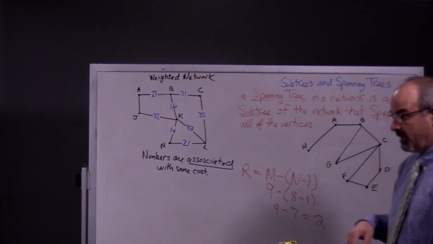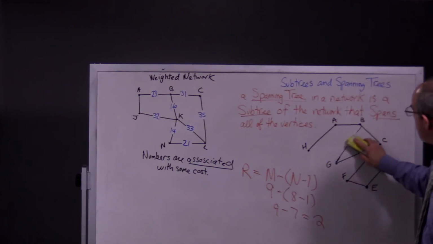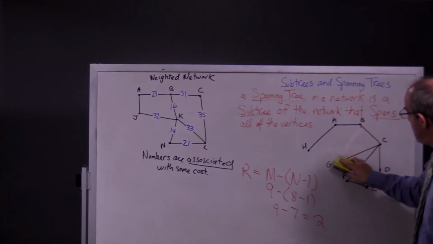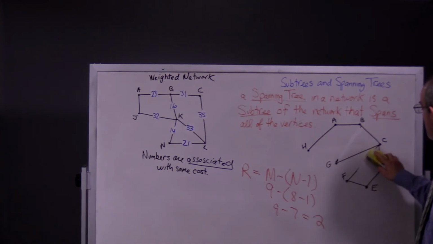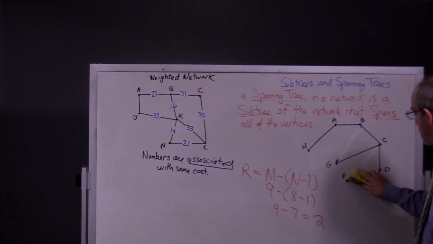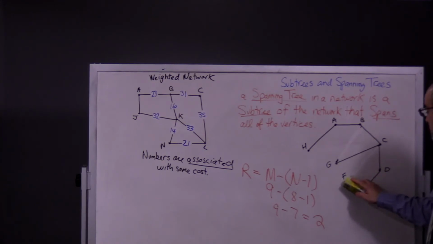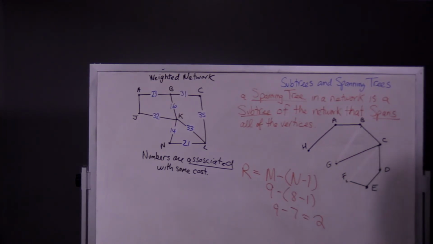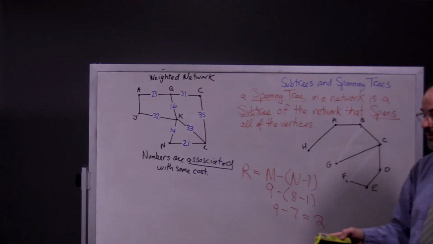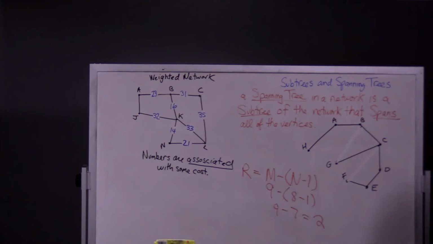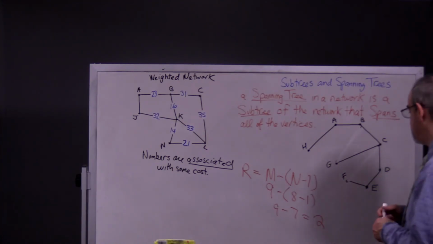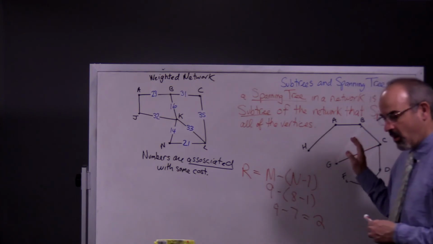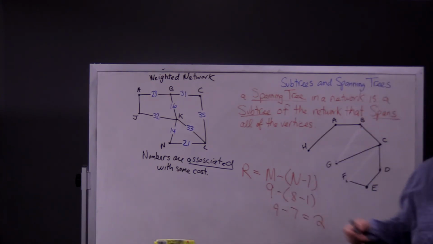And like I said, you could get rid of this one and this one. Now, it is a tree. Okay? It's a spanning tree because it touches every vertex of the network. Okay? So, is that the only tree that there is? Is that the only spanning tree that there is?